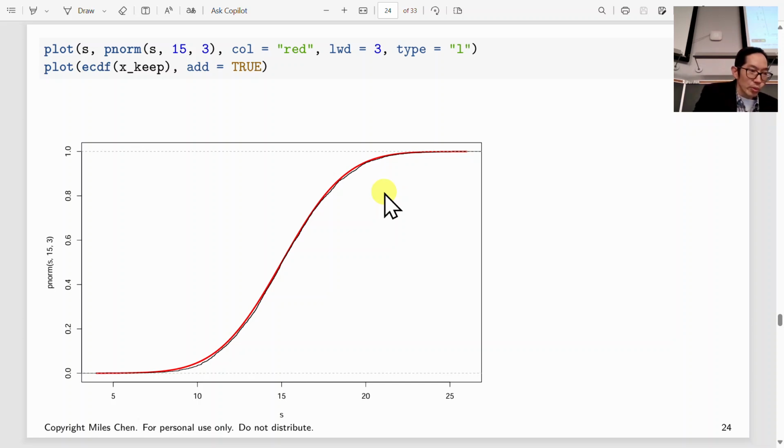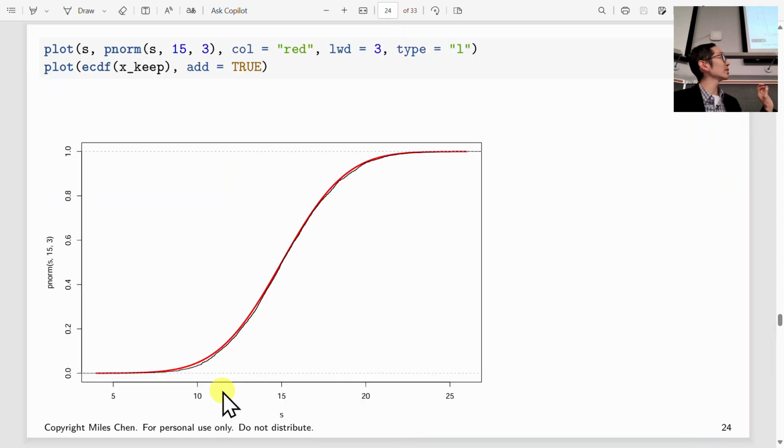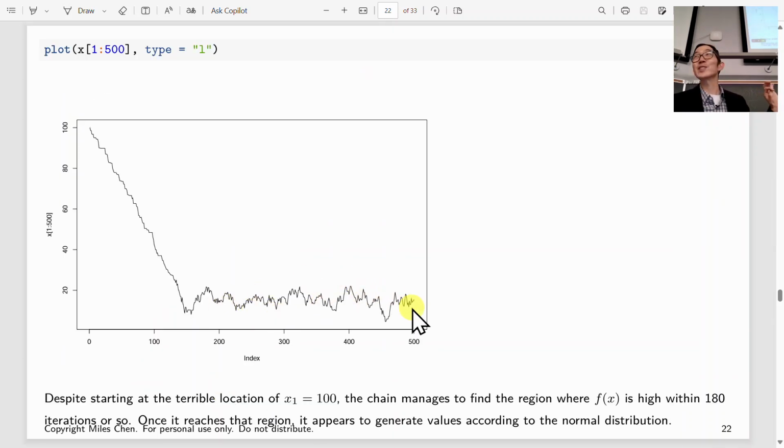The ideal scenario is we are able to generate values from our target distribution, and they look like IID values, okay? That's the ideal scenario. So if I said, give me some independent, identically distributed values from the normal distribution, some IID values, I'm just doing rnorm. This is what rnorm values look like, okay? So these are IID. My values don't look like that. They look like this, okay?